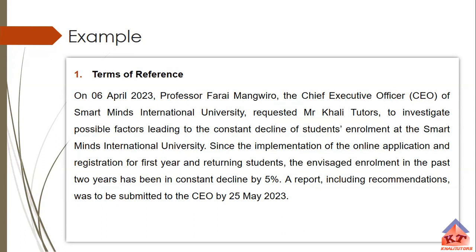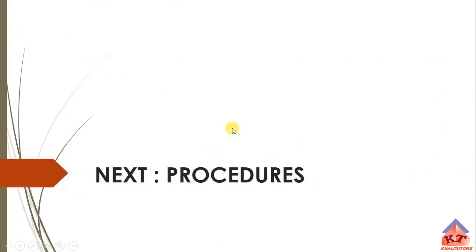So this is all that you're supposed to do under the terms of reference. If you compare the information that I've included here and the information in the previous slide, you'll understand the value of having something like a checklist. We are done with this lesson on terms of reference. We are moving on to the next lesson, which is the procedures.